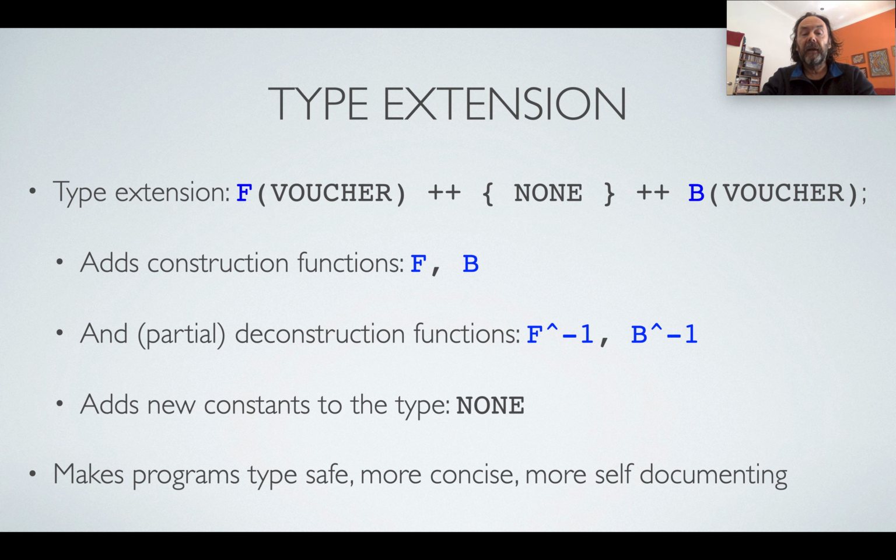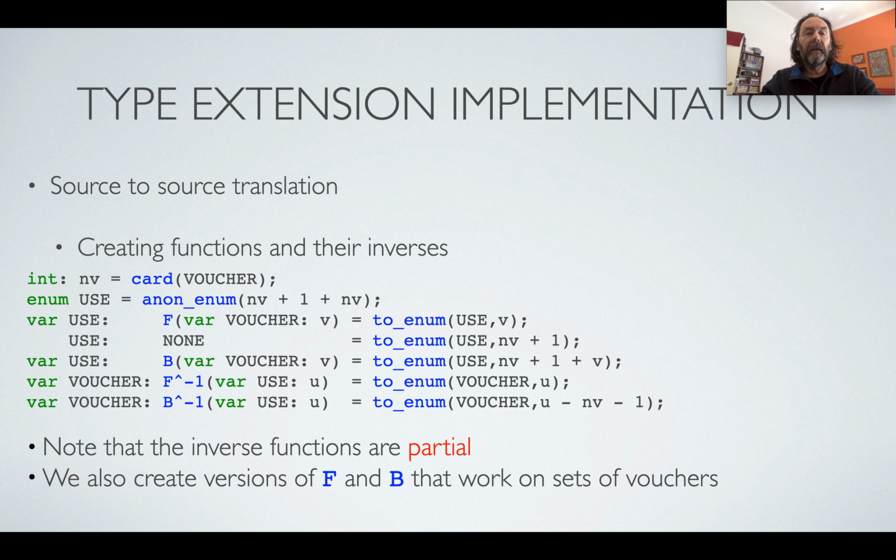And the advantage this has is it makes our pizza ordering programming more type safe, because now we're not using integers to represent how we use a voucher, and it makes it much more self-documented. And now let's just see why. So how do we actually implement it?